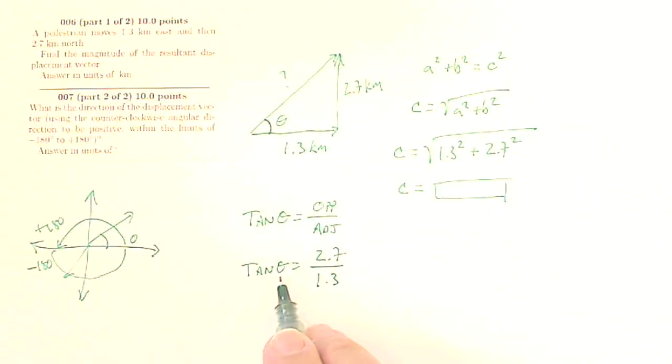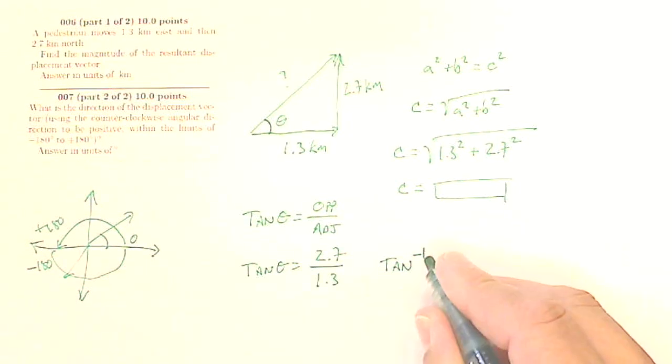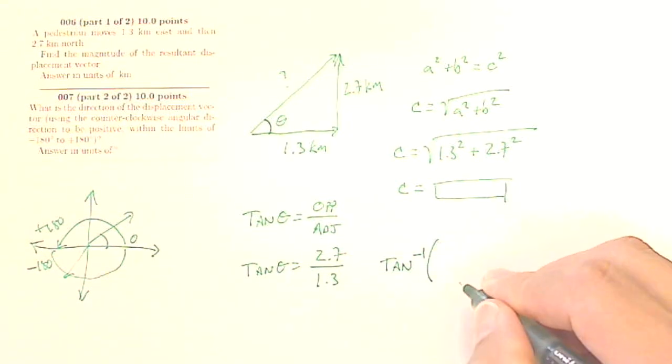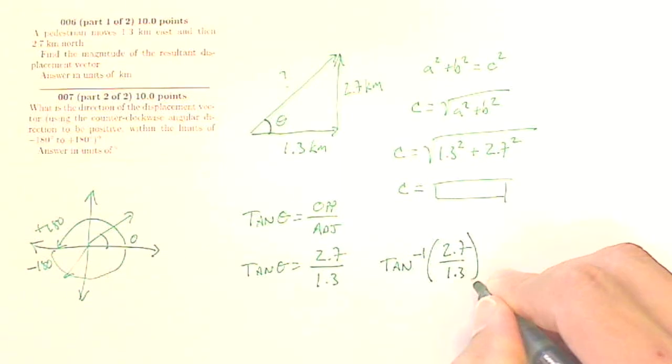But how do I get theta all by itself? I need an inverse function to get theta all by itself. So I don't want the tangent of theta, I want theta. So I want the angle whose tangent happens to be this ratio. So I want the angle whose tangent is, which is tan to the negative 1, of 2.7 divided by 1.3. That's the theta I'm looking for.